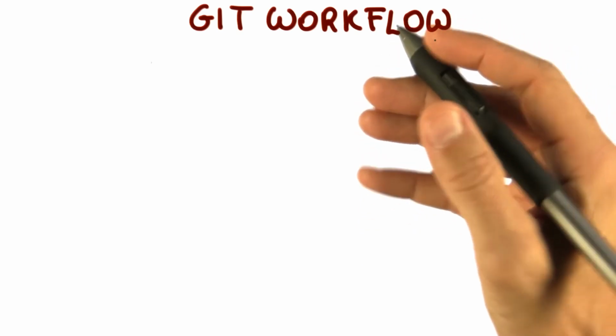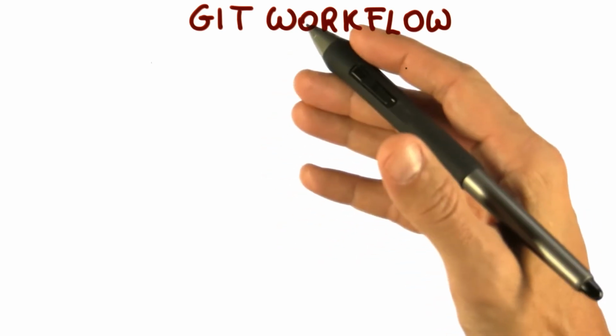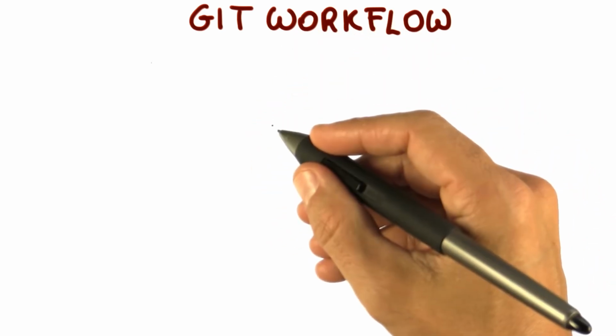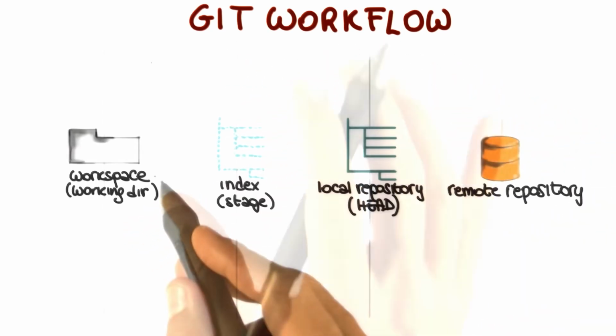Before jumping into the demo though, I would like to give a high-level overview of the Git workflow, which will help you better follow the demo. So let me start by representing 4 fundamental elements in the Git workflow, which are these 4.